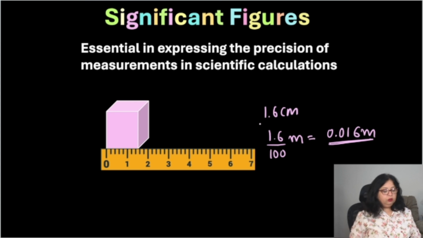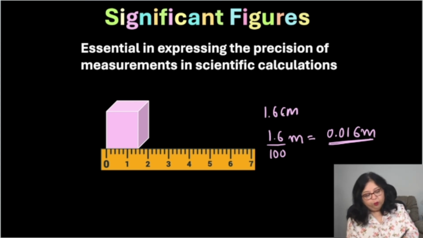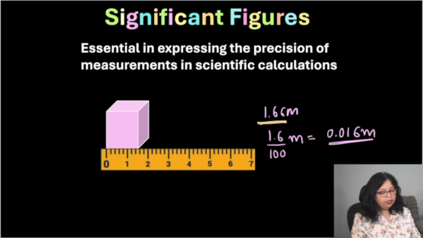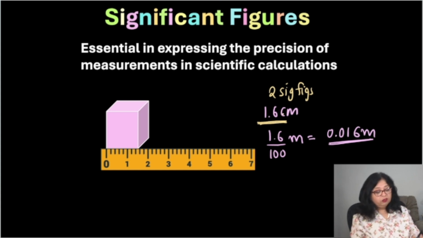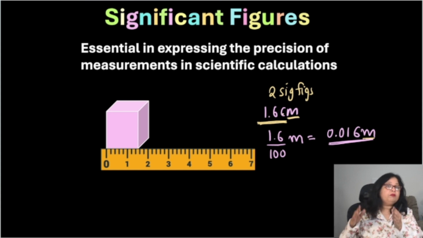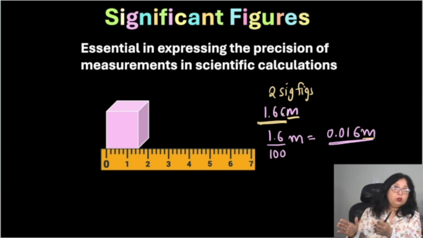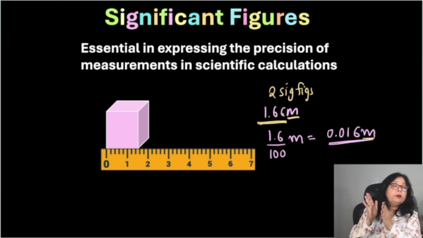Okay, so if I look at 1.6 centimeters, here it had 2 sig figs, right? Because 1 and 6 are both non-zero digits. Now just because I changed my unit of measurement from centimeters to meters, the significant figures should not change. The number of sig figs when I was using the unit centimeters should be the same as the number of sig figs when my unit of measurement is meters.